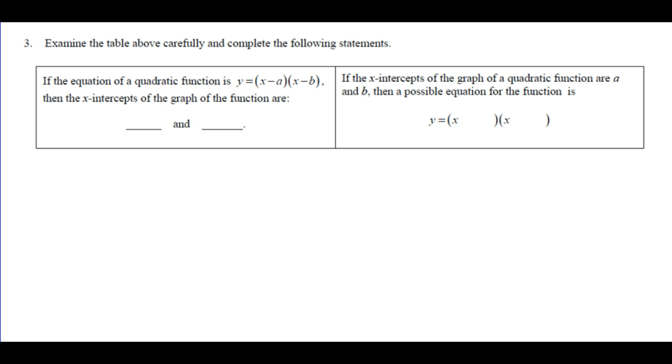Examine the table above carefully and complete the following statements. Okay, so you should do that. Go ahead. Do everything in pencil, right? And have an eraser. So take a look at the table, figure out what should go in there.